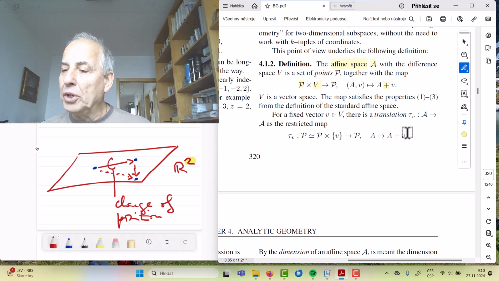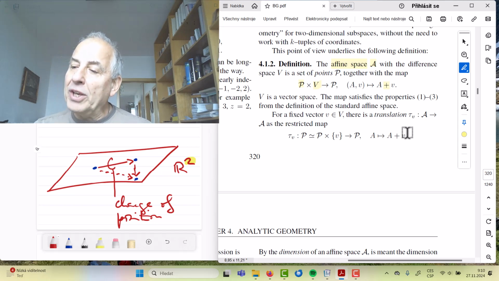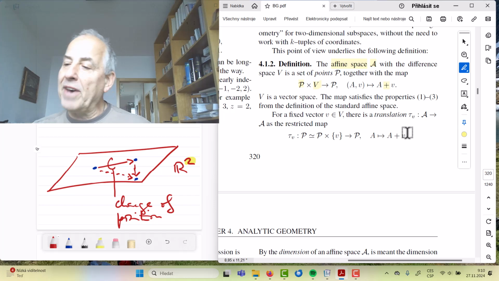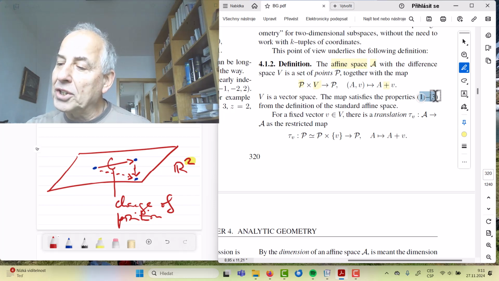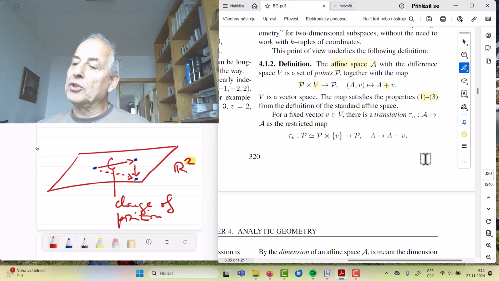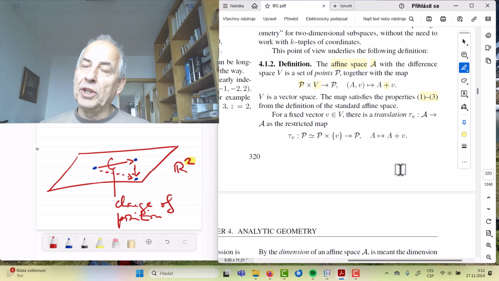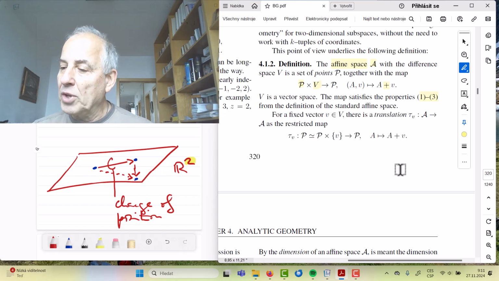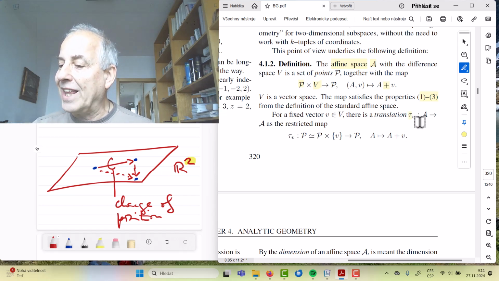So we have just the operation adding points and vectors, and we request that the three obvious things from the standard vector space hold true for the abstract ones. So in particular, for each vector we have got the translation, which shifts the points by adding the constant vector v, right? So that's it.